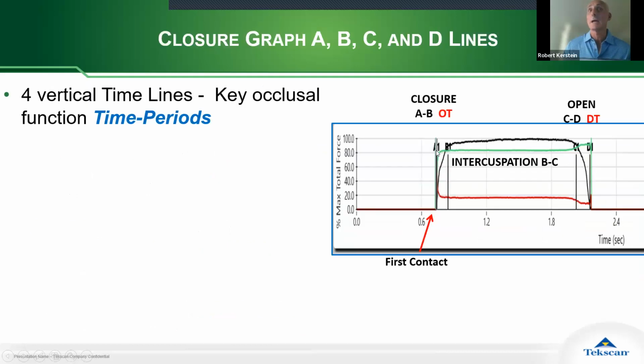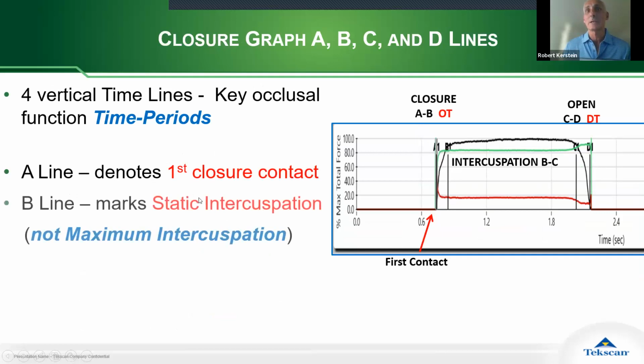Now the vertical timelines, they're very important lines, and they're movable lines that you actually control. A1 is first contact. That's where the bite begins to rise in force. B is static intercuspation. As I said before, static intercuspation is where the bite forces rise and then begin to slow down. And that's what goes on in every closure. The patient's teeth bang into each other, the teeth fit together, they all come together, and suddenly the forces slow down, and then the person squeezes to full contact.